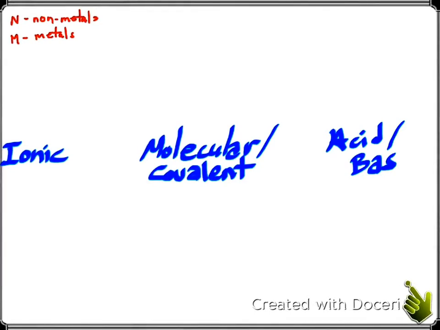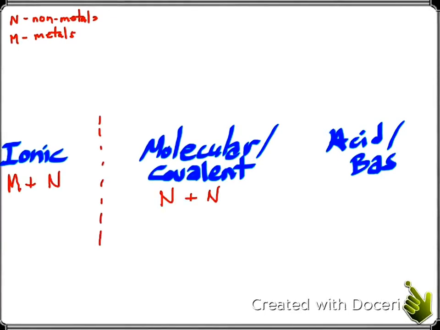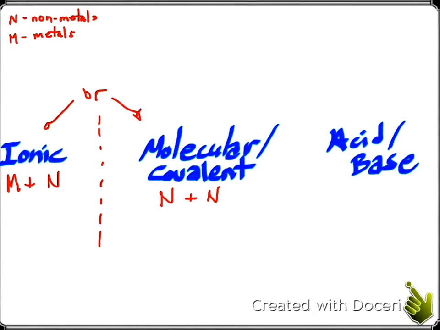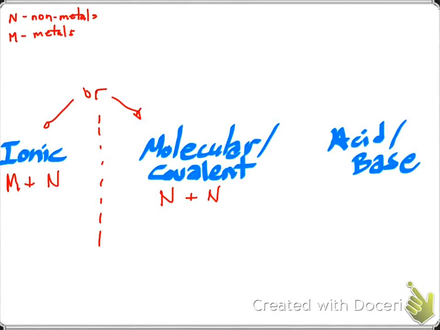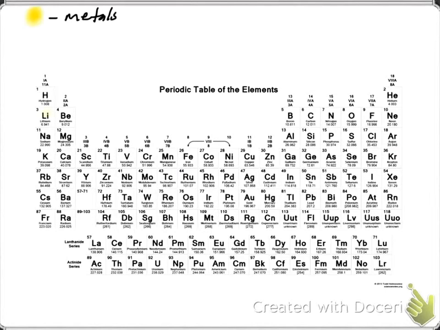Okay, so first, to tell between ionic compounds and molecular compounds. Ionic compounds have bonds between a metal and a nonmetal, and for a molecular compound we're looking at bonds between a nonmetal and a nonmetal. Let's take a look at the periodic table to get this straight in our heads.